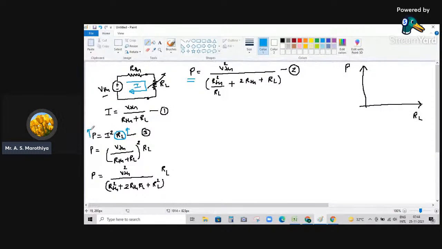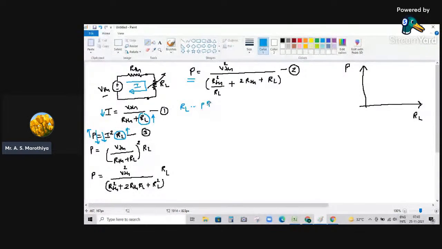That is number 1. Number 2, now let us focus on equation number 1. The moment we increase the value of RL, because current is inversely proportional to this resistance, the value of current will try to reduce, and in equation number 3 we have the expression of I, so this will try to reduce the value of power. So what is the meaning of this? That means initially when we increase the value of load resistance, the value of power also increases.